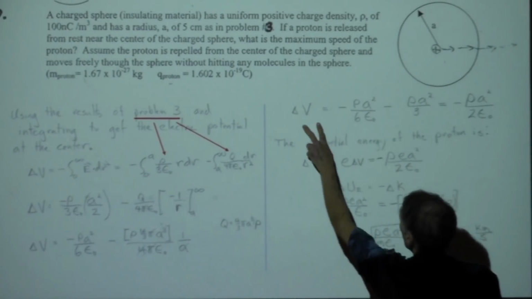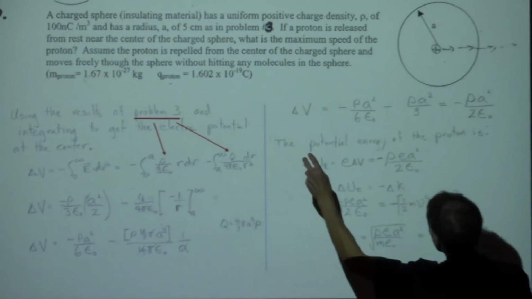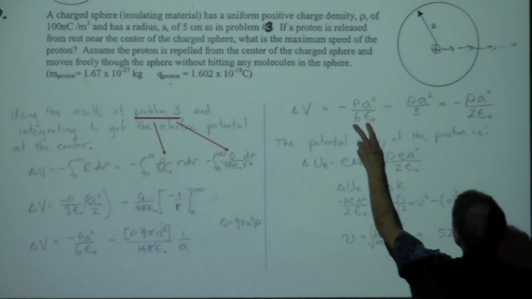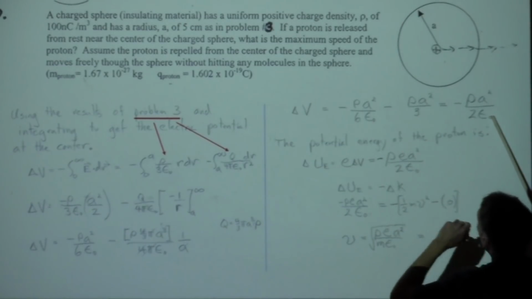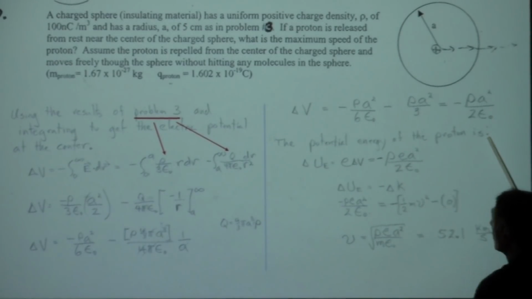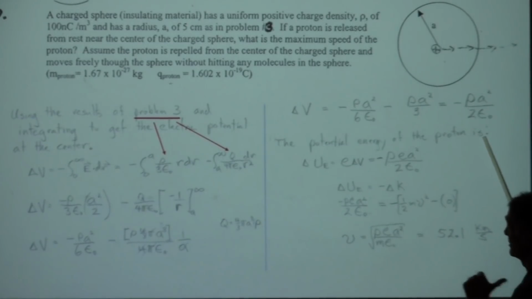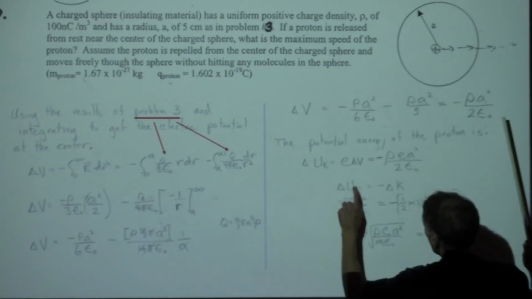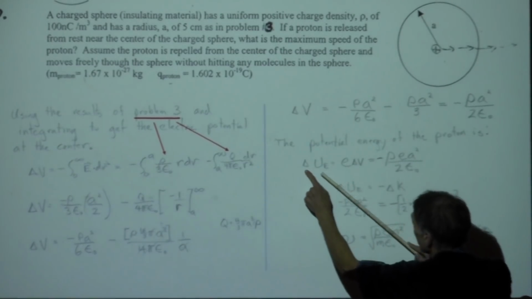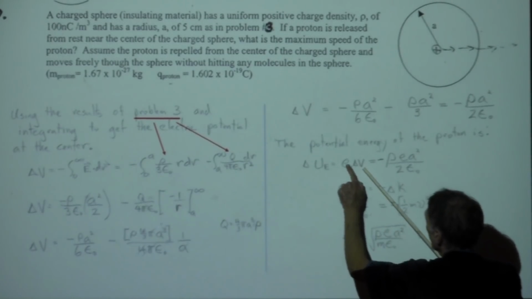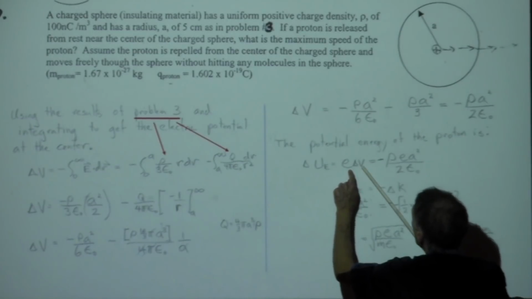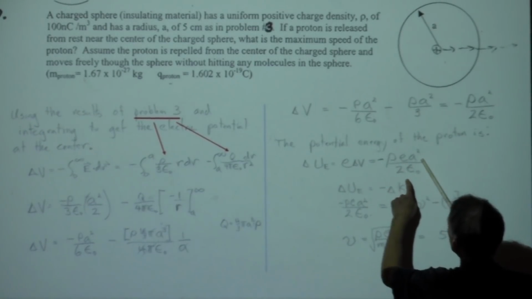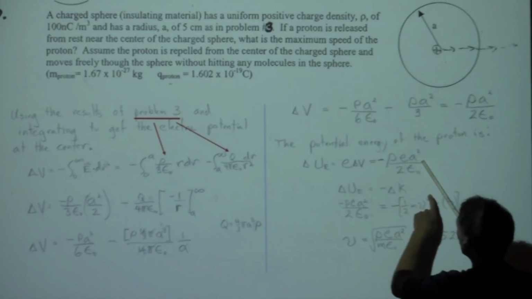Then I have the change in potential from here all the way out to infinity. I've got the potential, and then I can go to the potential energy of the proton. This is the electric potential. What I want is the electric potential energy, so I have to multiply by e. And so I'm going to end up with this. Did I drop an e here?